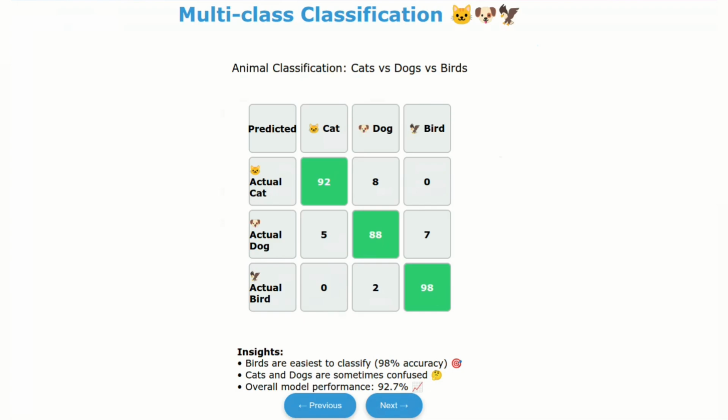Looking at this matrix, we can see our model is great at identifying cats, 92% accuracy. It sometimes confuses dogs and cats, 8 cases. Bird classification is perfect in this example. For multi-class problems, we calculate precision and recall for each class separately, treating it as a one versus all problem. Then we can average these metrics across all classes.